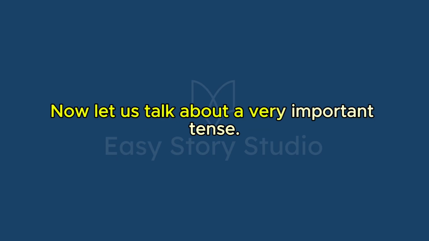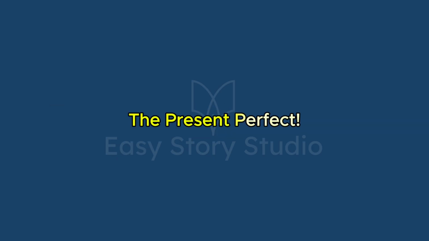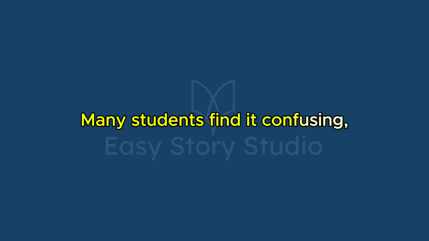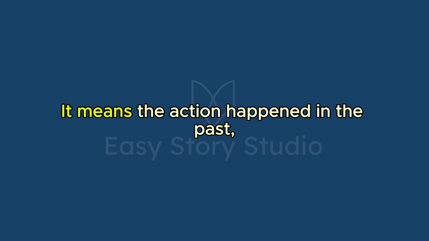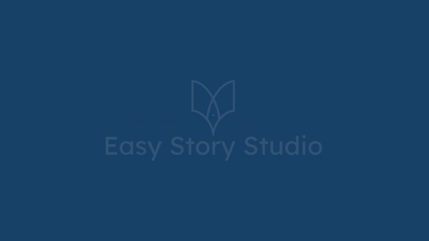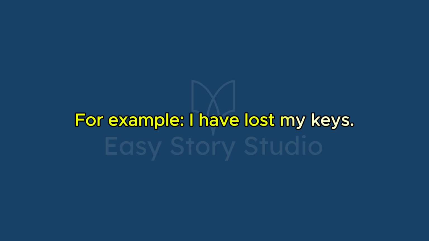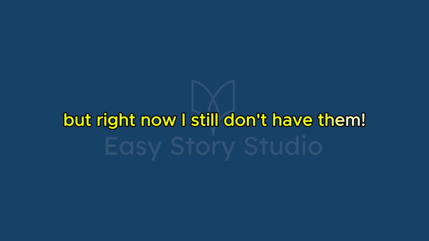That is my promise. Now, let us talk about a very important tense, the present perfect. Many students find it confusing, but I will make it clear for you. We use the present perfect to connect the past with the present. It means the action happened in the past, but it is still relevant now. For example, I have lost my keys. I lost them in the past, but right now I still don't have them.